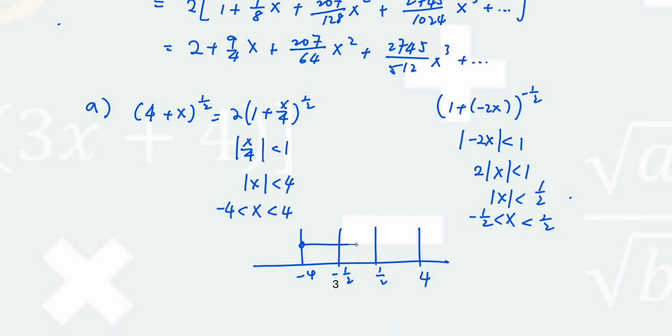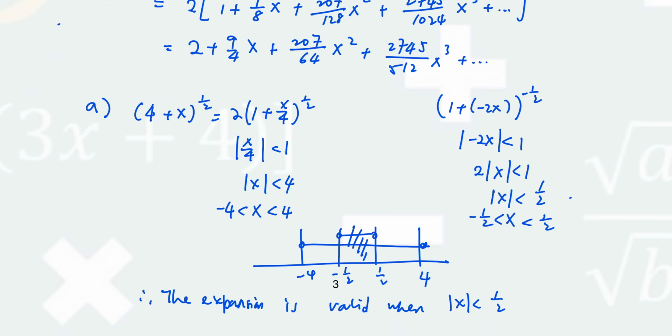Okay, so the first one will be here, the longer one, and the shorter one is over here. So obviously, the one that satisfies both is the shorter one, the smaller one. So therefore, I will just write the expansion is valid when modulus x less than half. Or probably you can just refer to these two and take the smaller one. So therefore, the answer is modulus x less than half, without showing the number line. Okay, so that's all for this question.